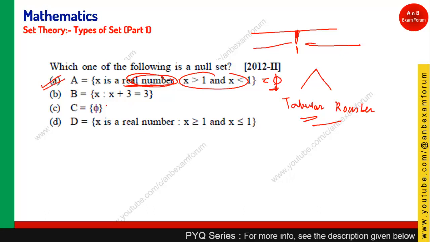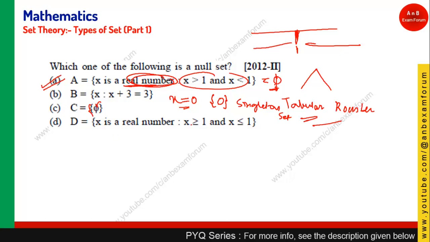Okay, let's see how the others are not null sets. So x is such that x plus 3 is equal to 3. If you solve, you will get x is equal to 3 minus 3, which is 0. So you will have one element in this set. This is a singleton set, not the null set. Again, this is a singleton set. Since it is a set which has a null element, this is again a set, not a null set.